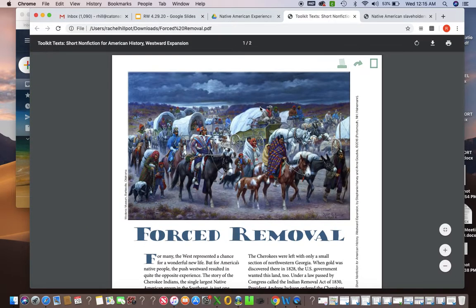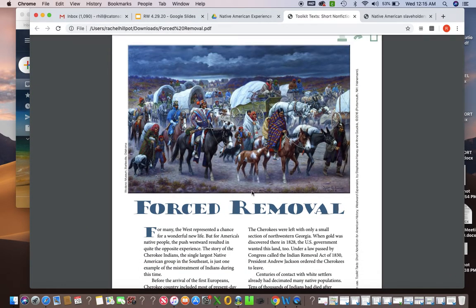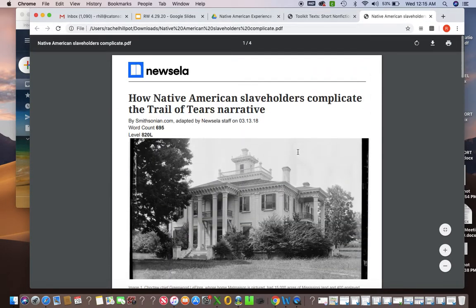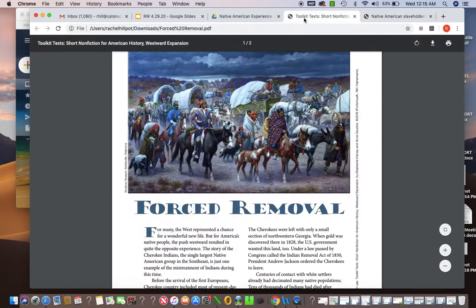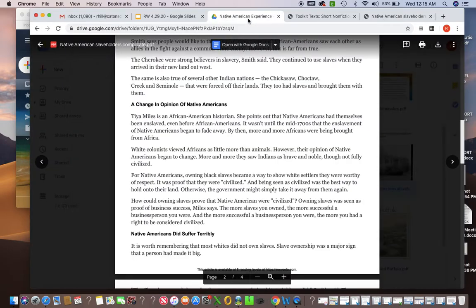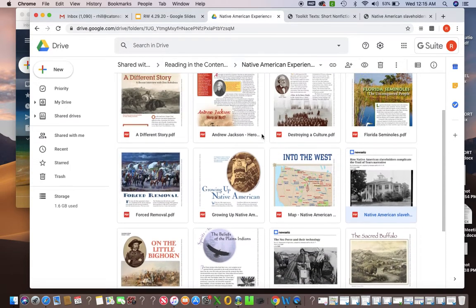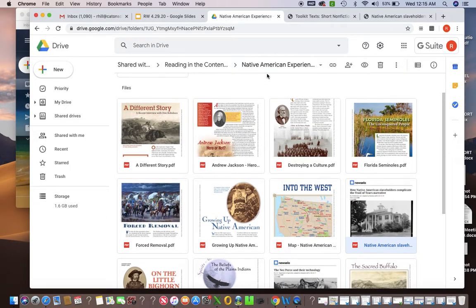So I chose, since we've been doing the Trail of Tears as the exemplar work, I chose the article Forced Removal, and then I chose this article, How Native American Slaveholders Complicate the Trail of Tears Narrative. So I chose these two sources because this played a big role in my research and my reading. And I got both of those articles right from the folder for the Westward Expansion. So if you did Native American experience, you have access to all of these articles.